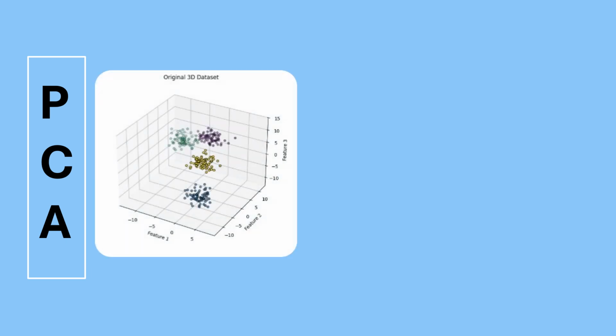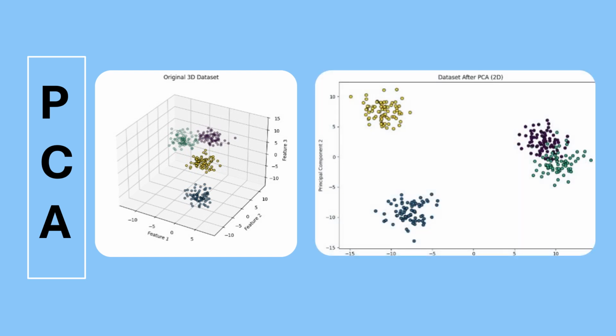First, let's discuss PCA, a technique used to simplify complex data sets. Imagine you are working with data in three dimensions. Think of it as clusters of points in space. PCA reduces these three dimensions to two, preserving the key patterns and relationships. This makes the data easier to visualize and analyze while retaining its most important features.